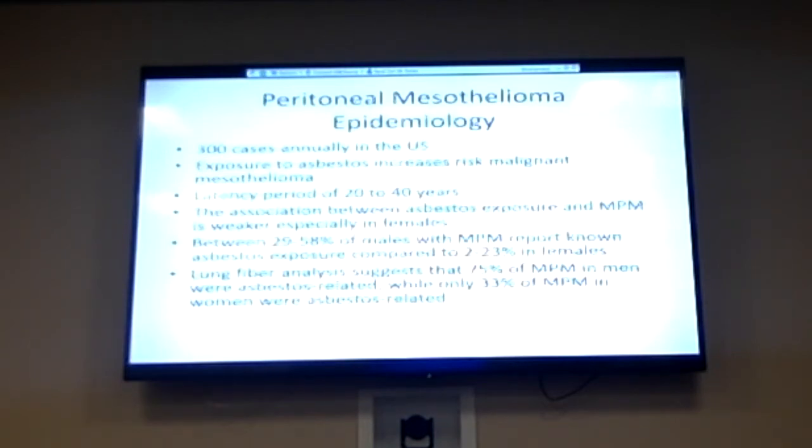So another indication for HIPEC is peritoneal mesothelioma. This is an extremely rare disease, but I think probably most of us have seen at least one case on our rotation with you. So the rare disease is not so rare here. There is a link to asbestos exposure. There's a latency period, just like in pulmonary. There seems to be a closer relationship with males in terms of asbestos exposure.